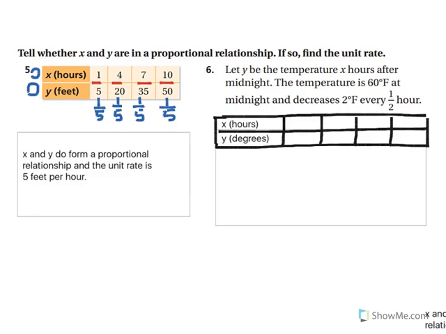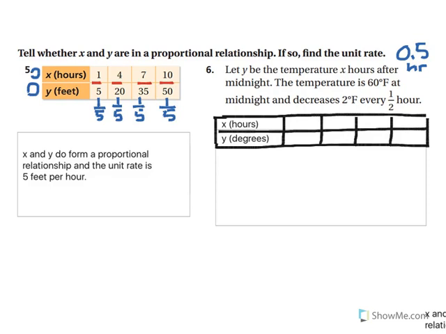Okay, for number 6, it's a little bit different. As I prompted with you guys, I told you to go ahead and make this into a table, plug in your values. If you get this wrong, it's okay. This is practice. I want you guys to understand when we're done what you did here. This is the information we know. It tells us the temperature is at 60 degrees Fahrenheit at midnight. It decreases every half hour. A half hour is the same thing as 0.5 hours.